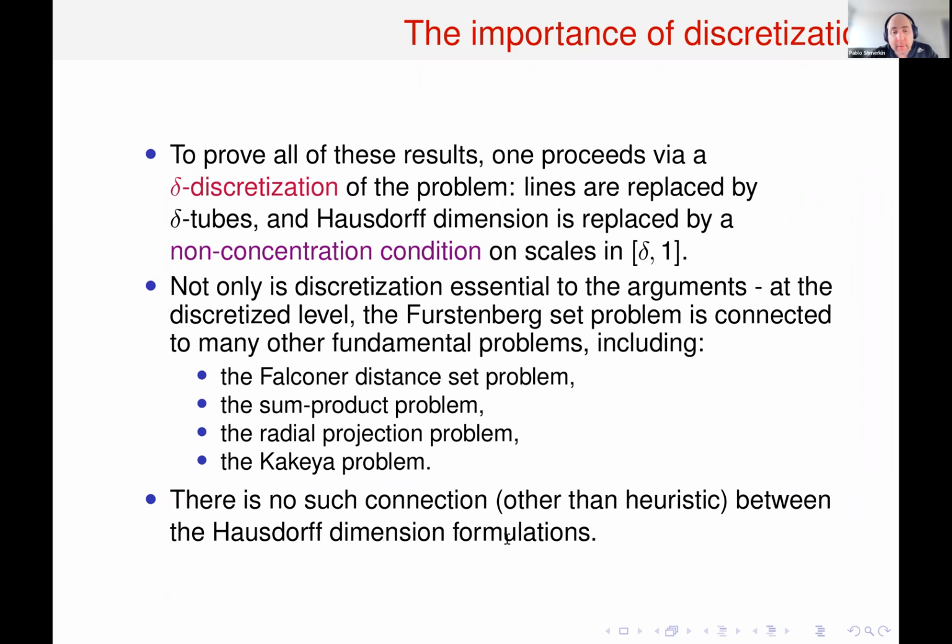So the Hausdorff dimension version usually is easier to formulate, so it can give you some intuition or heuristics about how to connect the problems. But if you actually want to connect the problems, you need to go back to the discretized formulation. So it is a discretized formulation that is really the core of what's going on in all of these problems.